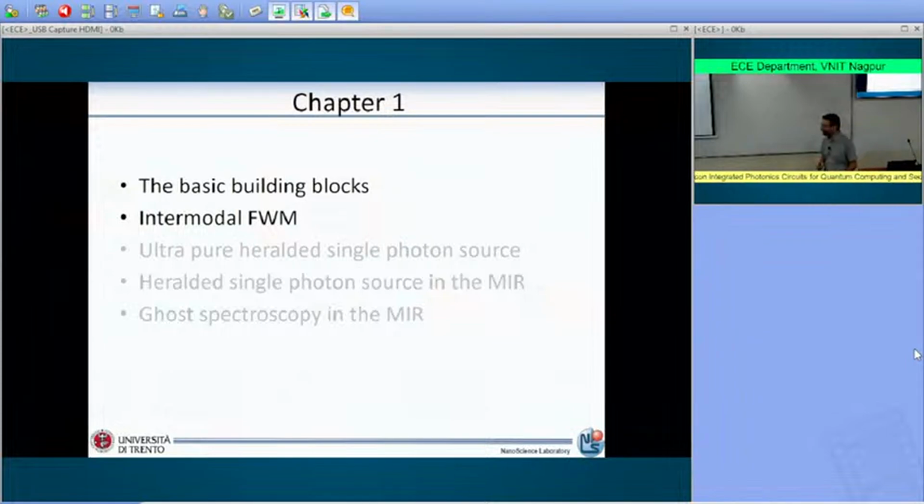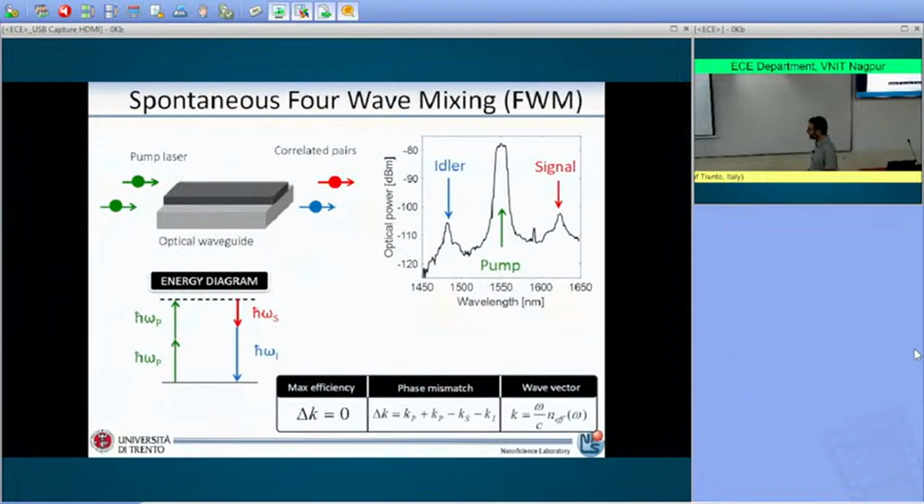So this is the objective of this lecture. And then we will see how, by having those entangled photon pairs, it is possible to do some nice application in imaging.